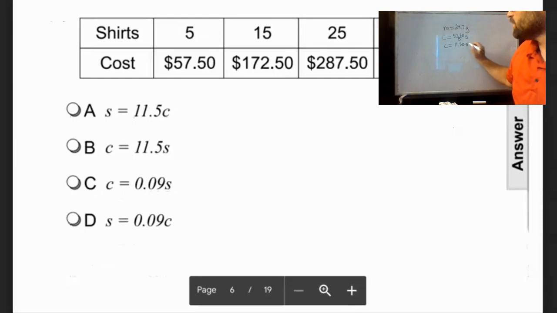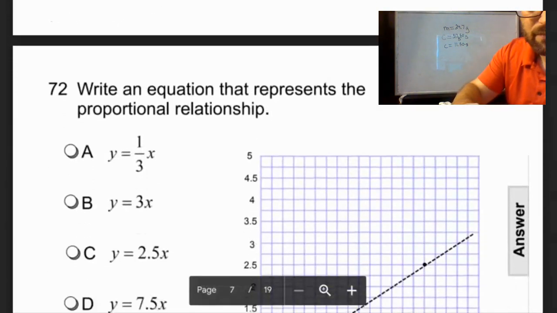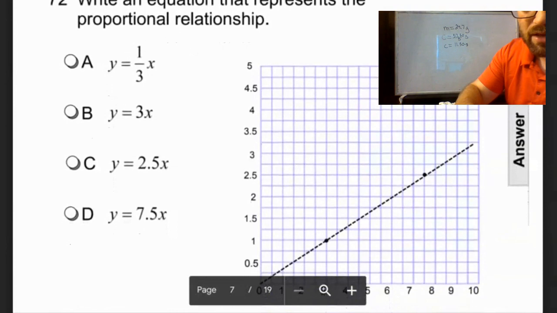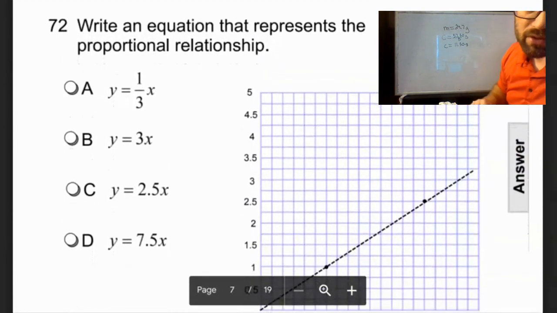Okay. I'm going to put a little dot there. I don't really like using S, but that's what our equation would be. So in this case, it would be B. So cost equals 11.50 times S. That's how we can get the equation. Now here with a graph, we have to be careful. Write an equation that represents the proportional relationship.